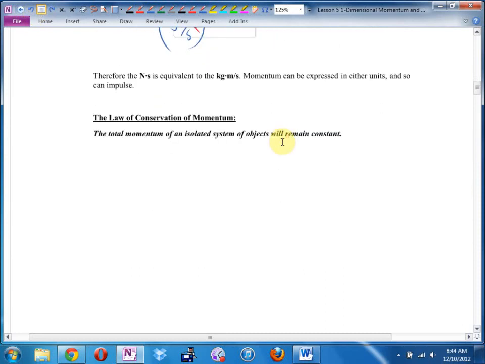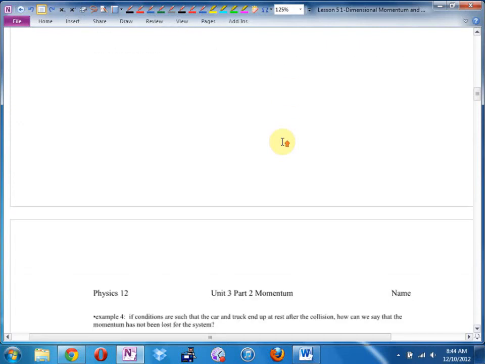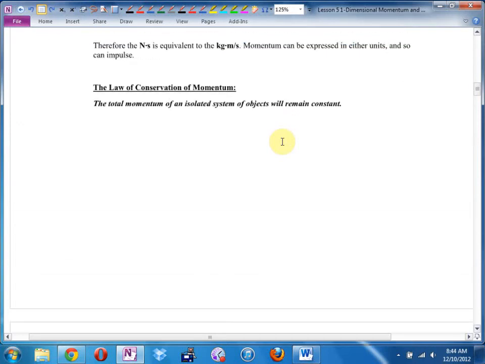The law of conservation of momentum. The total momentum of an isolated system of objects will remain constant. We're not going to write it that way. Okay? Don't turn the page yet, I left some room here for a reason. We're going to generally start out any momentum question as follows.